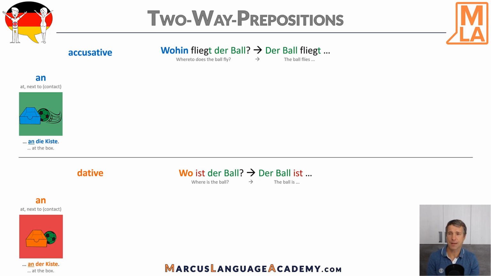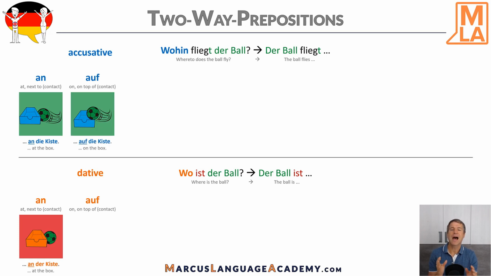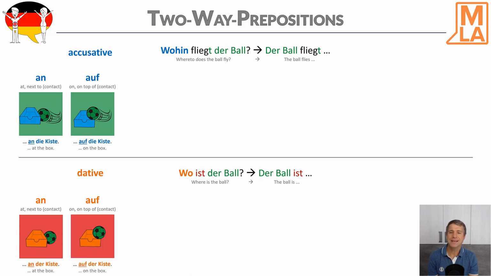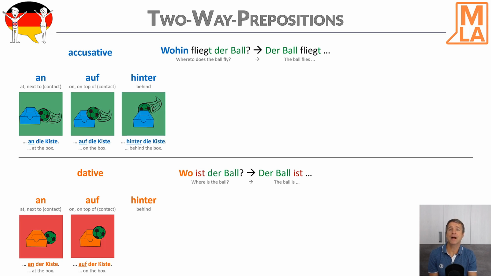But let's see more examples. Our next preposition is auf, on or on top of. In accusative we ask, wohin fliegt der Ball? Der Ball fliegt auf die Kiste. Here we have accusative. But if we ask, wo ist der Ball? Der Ball ist auf der Kiste. So again, dative. Our next preposition is hinter, behind. Wohin fliegt der Ball? Accusative. Der Ball fliegt hinter die Kiste. Wo ist der Ball? Dative. Der Ball ist hinter der Kiste.